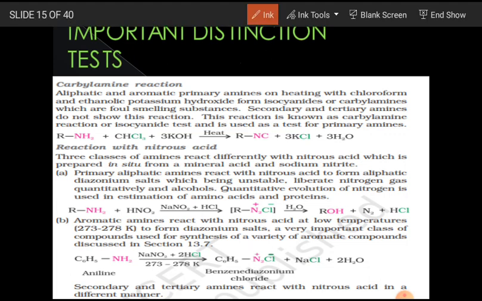Let us now talk about some of the important distinction tests. First one is the carbylamine reaction. Now, when we talk about the carbylamine reaction, we have to study the reaction first. RNH2 plus CHCl3 in the presence of KOH will give us RNC, that is isocyanide, along with KCl and H2O. So that will give us a foul smell. So this smell will help us identify whether the reaction has happened or not.